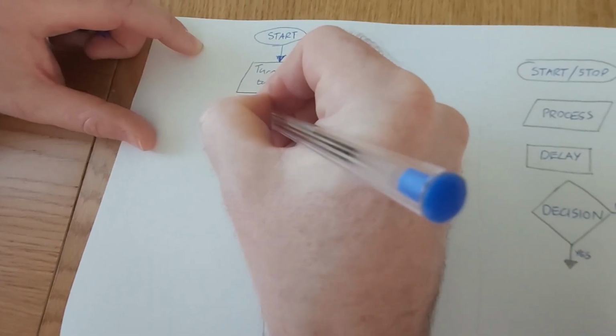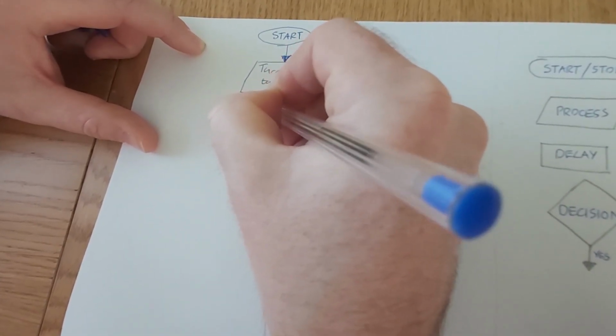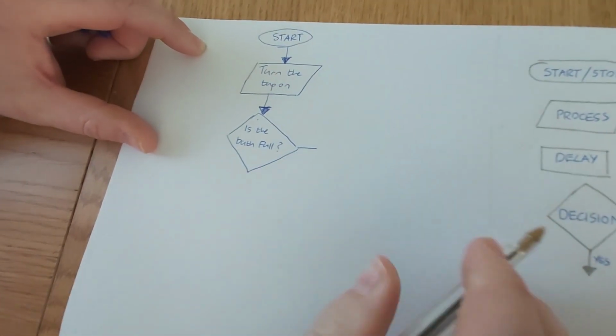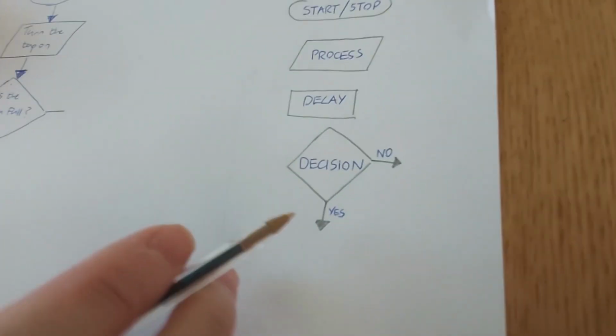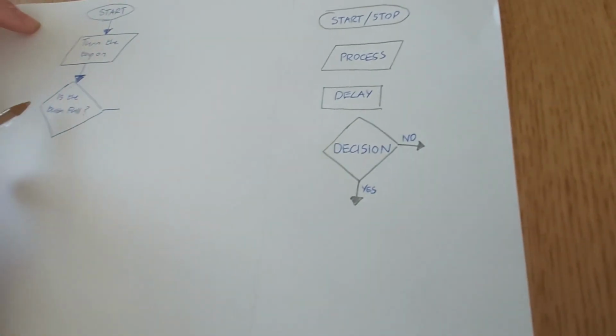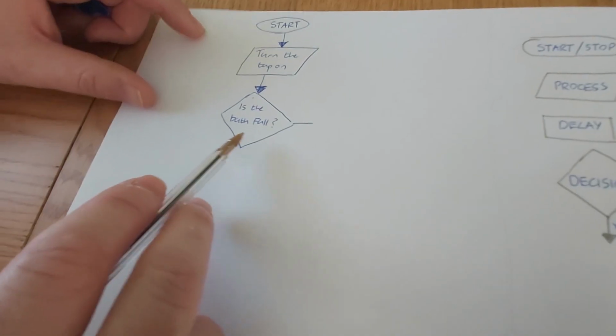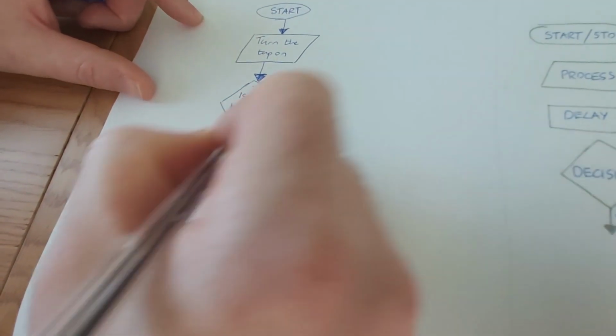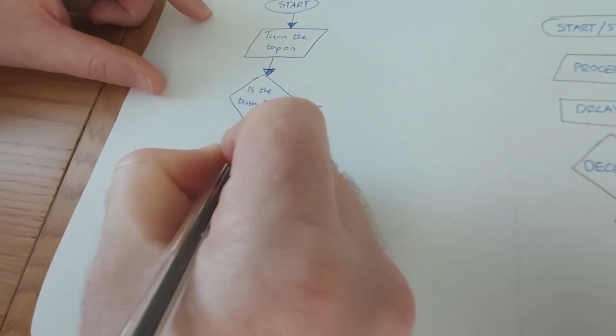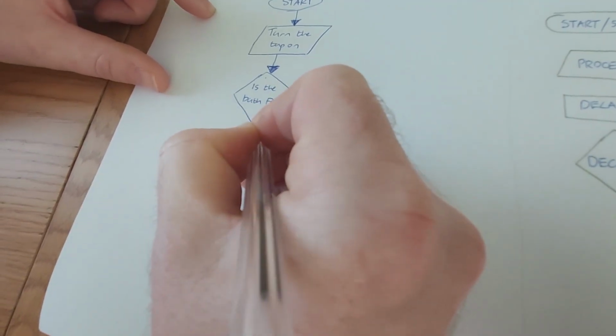I have an arrow coming down from the process of turning the taps on, and like it shows over here, it needs to be 2 outputs or 2 outcomes, either yes or no. Is the bath full? Yes. Is the bath full? No. And we need to decide what's going to happen with those. So my bottom arrow is going to be yes.